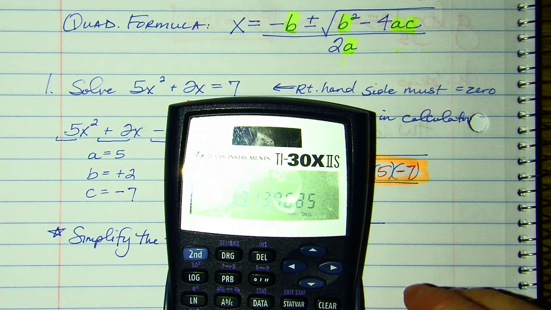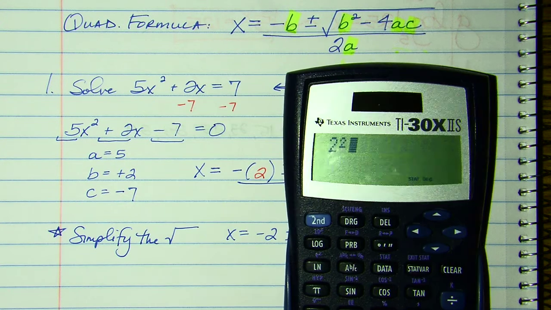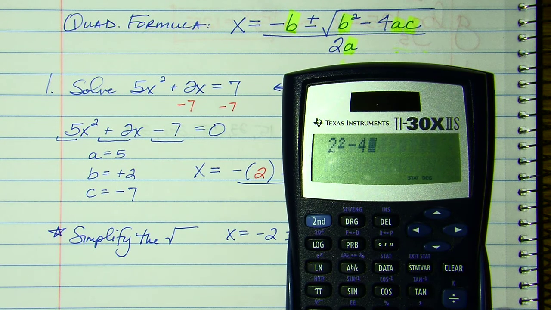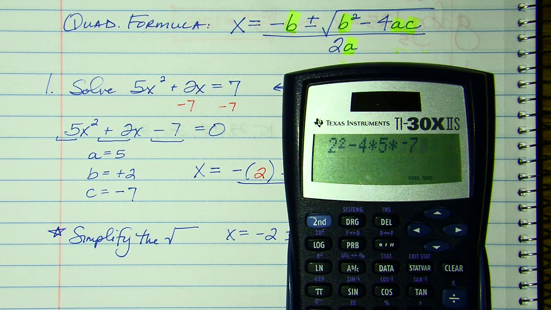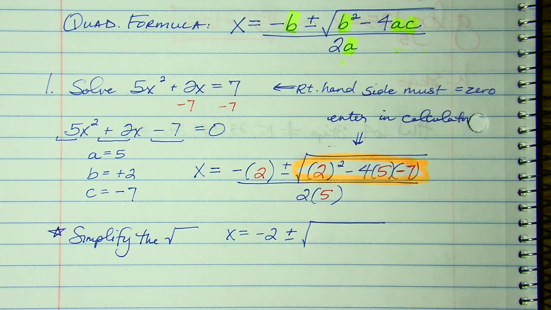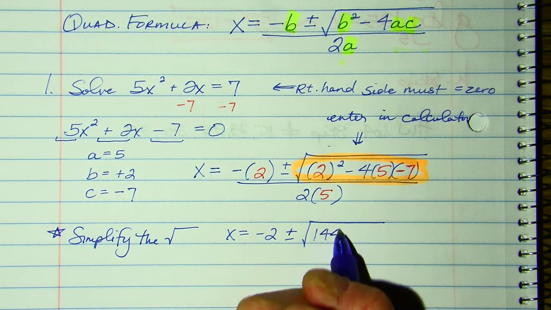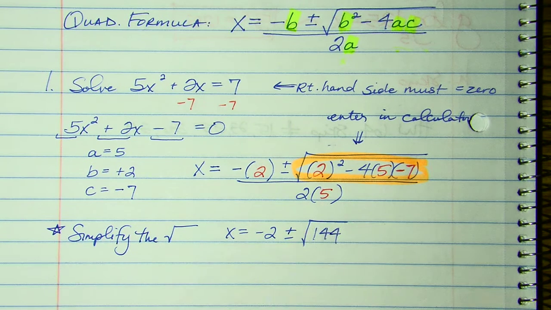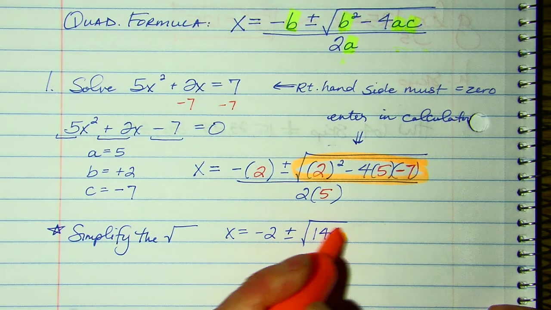So 2 squared, can't see that, huh? -4 times 5 times -7. So that's how you would enter it. It's b squared minus 4 times a times c. Hit enter. I get 144. So this is now just 144. So everything in orange just became this.